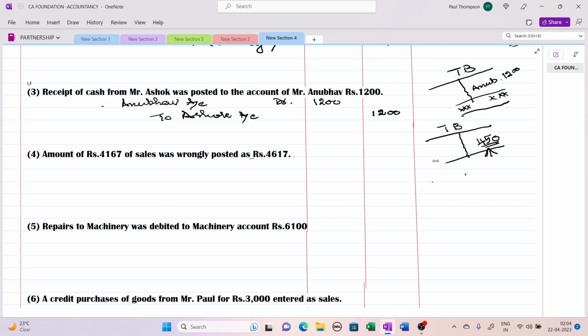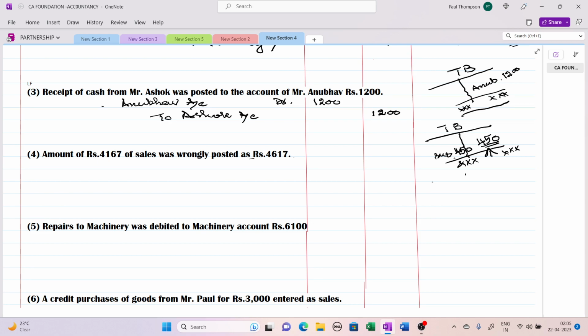So what I should have done? I should have operated a suspense account. I should have put 450 to adjust that so that my trial balance agrees. Otherwise, my trial balance would have disagreed. Okay, understand? So this side 450 has gone up. Suppose my total is 10,000. So on this side the total debit side is 10,000. On this side it will appear as 10,450.